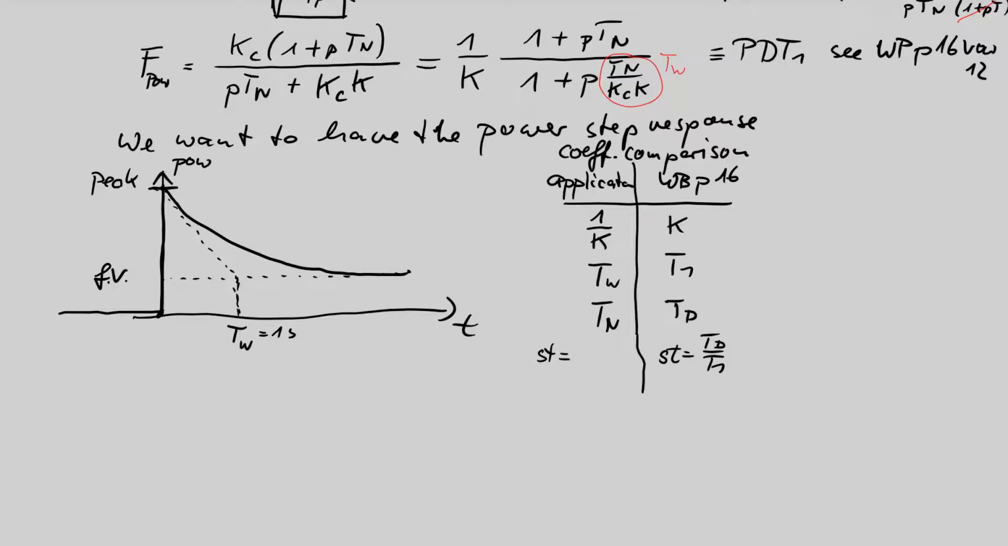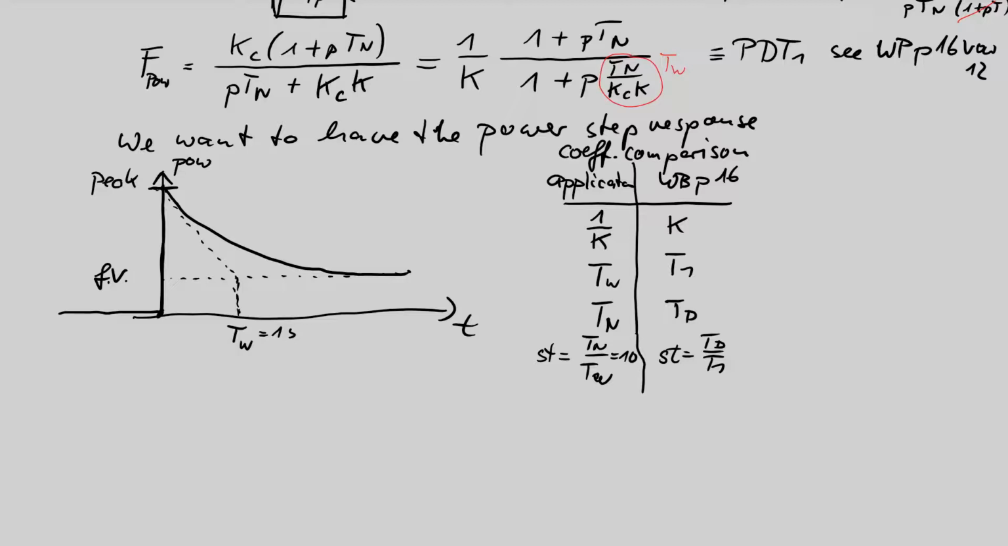Then Tn divided by T1, which is 10, because Tn is 10 seconds, T1 is 1 second. Td over T1, Tn over Tw, in our case Tw is 1 second, Tn is 10 seconds, so the step depth is 10 in our situation.